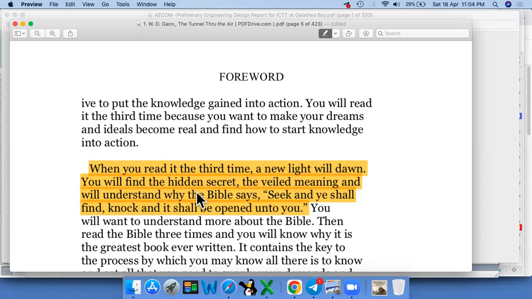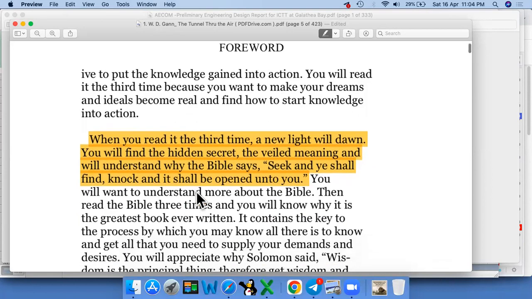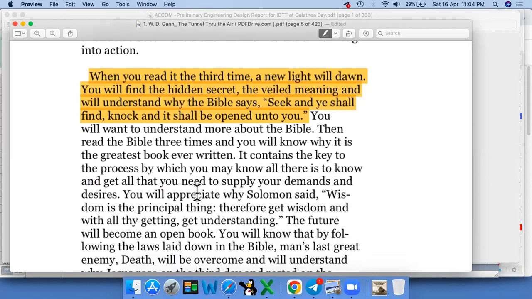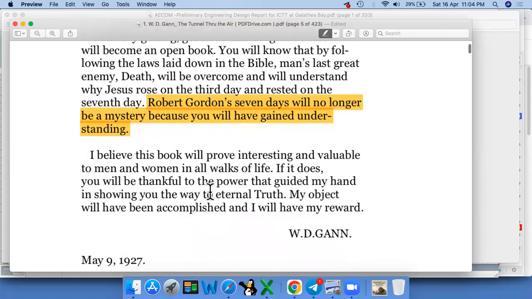I was also not able to find out, so I had to read this almost 3 times together with the Bible, and then probably I was able to do certain of the interpretations which are there in the book, which I did understand. Robert Gordon's 7 days will no longer be a mystery because you will have gained understanding, right?